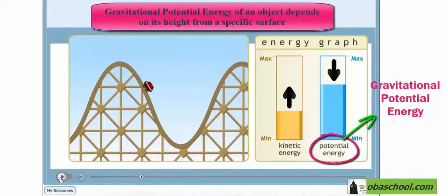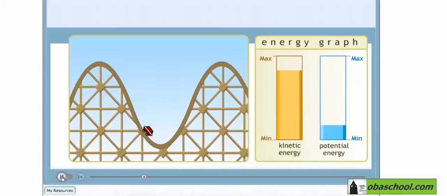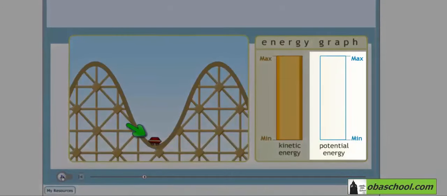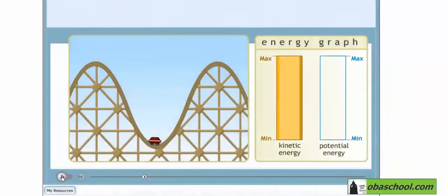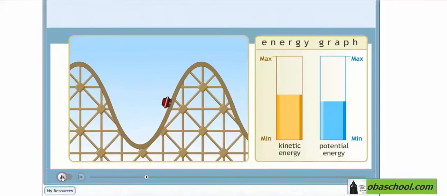Why? Because gravitational potential energy of an object depends on its height from a specific surface. So as the roller coaster descends, for sure its gravitational potential energy will decrease and its speed will increase, making the kinetic energy increase, also reaching its maximum when the roller coaster reaches the bottom. So the potential energy will become zero, and as you can see, when the roller coaster ascends, the kinetic energy will decrease, and in turn the potential energy will increase.